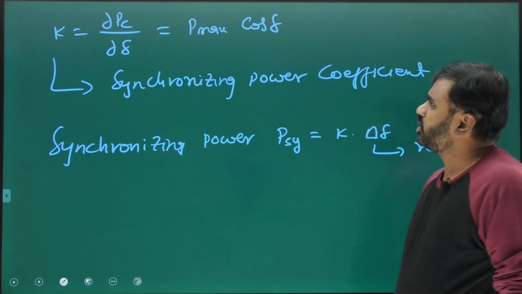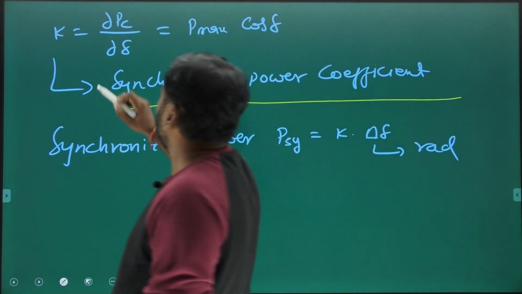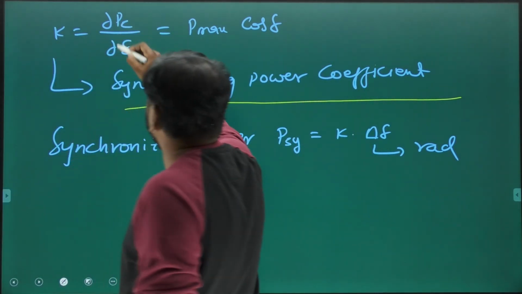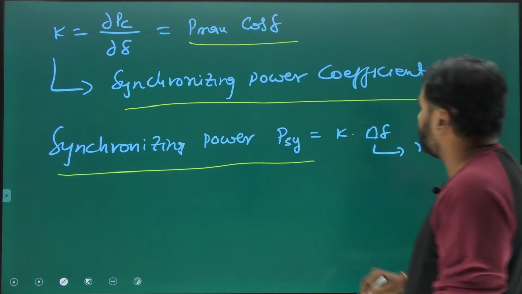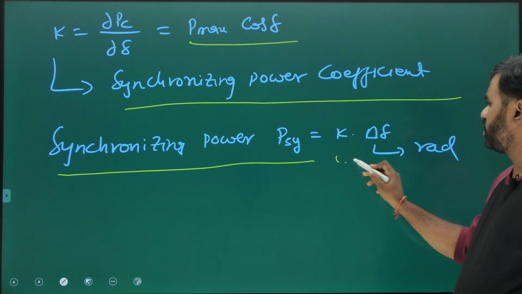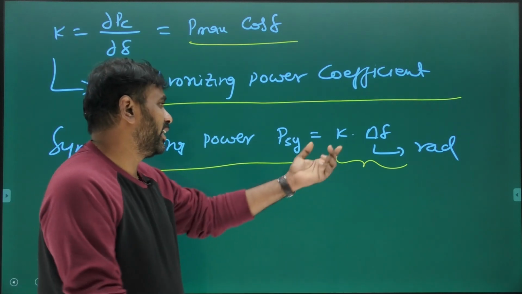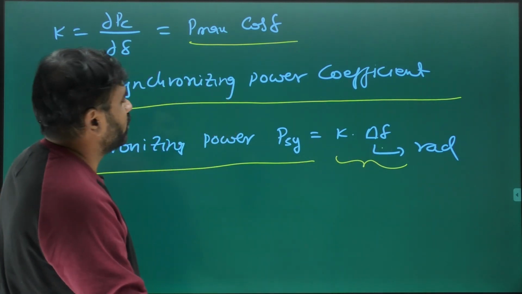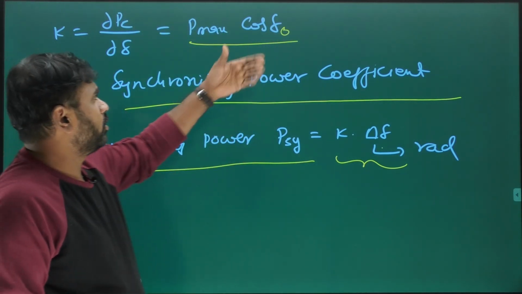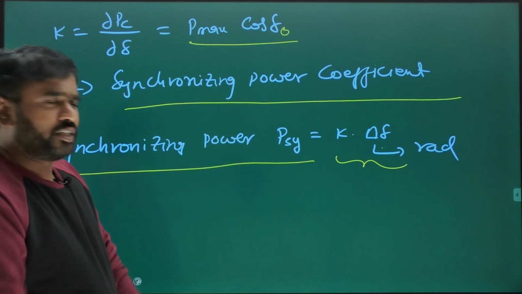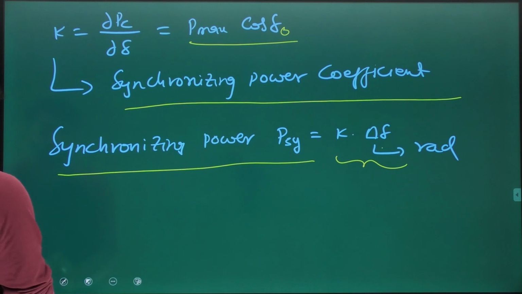As we already discussed, dou P by dou delta is called the synchronizing power coefficient. That is nothing but K, that is dou P by dou delta, P max cos delta. Synchronizing power is also sometimes asked to be calculated. In synchronous machines you might have done this calculation, K into delta delta. But be careful, after calculating K, you must substitute delta delta in radians. Basically we calculate this K for the initial rotor angle. After that, if there is a disturbance, what is the synchronizing power? That is explained by this formula.